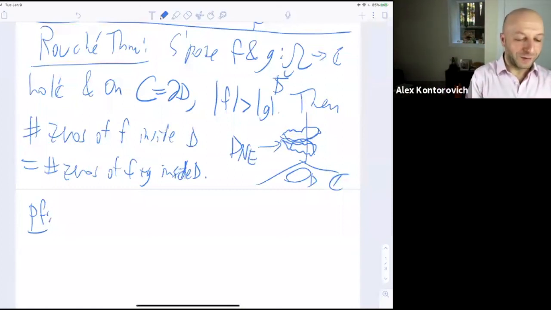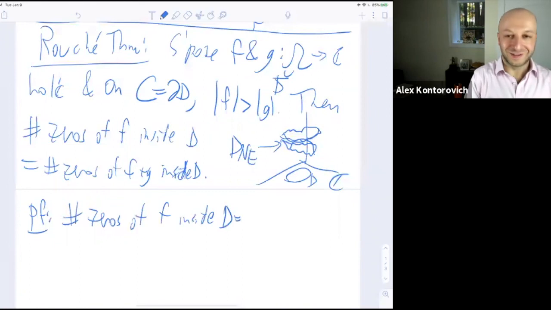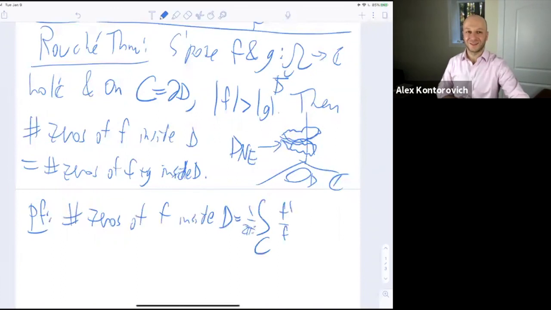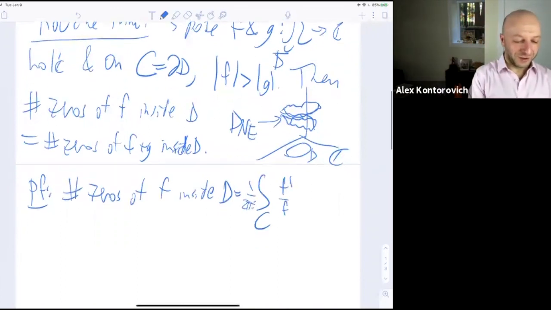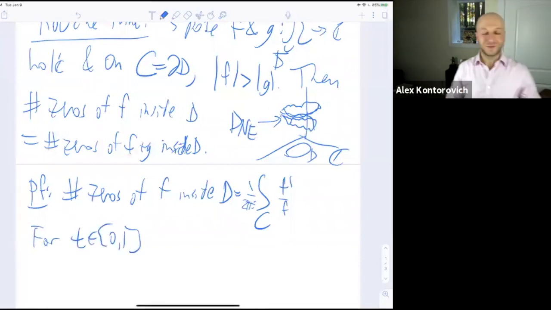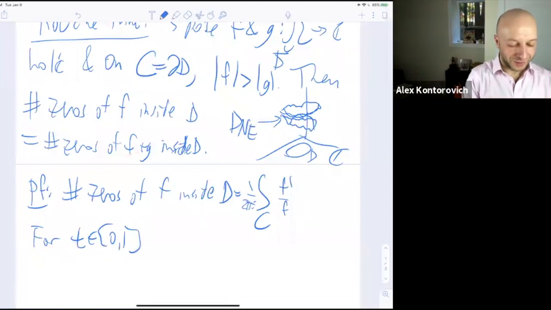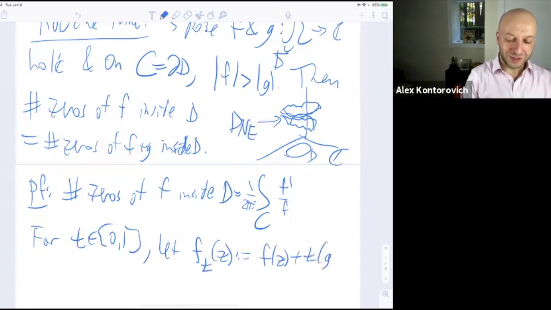Well, if we only had some way to figure out what the number of zeros of f inside D was. Okay, everybody sees the argument principle. Let's not forget the 1 over 2 pi i times the integral over the circle of f prime over f. The same is true for f plus g. So make a new function. For t in the unit interval, we're beginning to think about deformations and homotopy. Let f sub t of z be defined as f of z plus t times g of z.